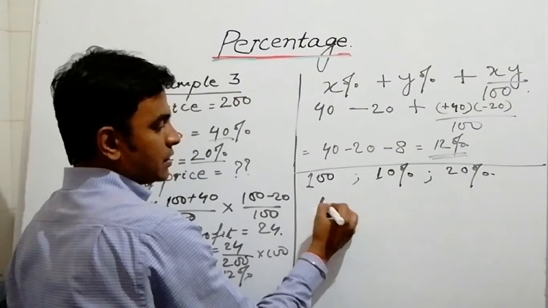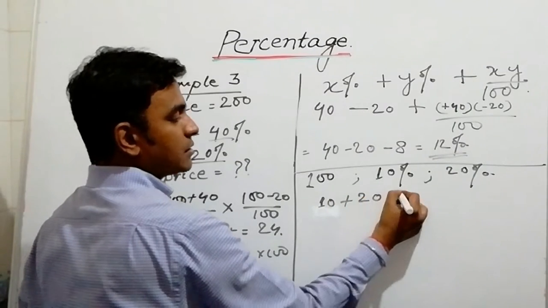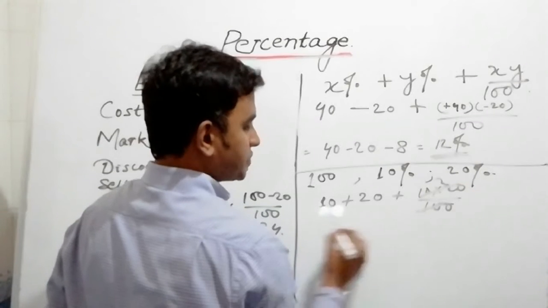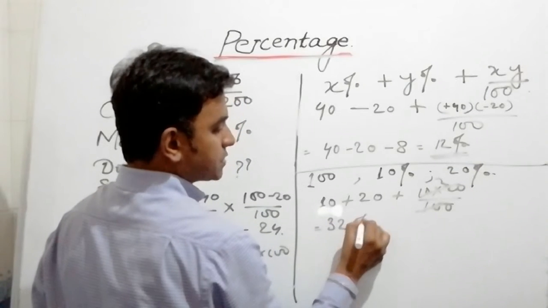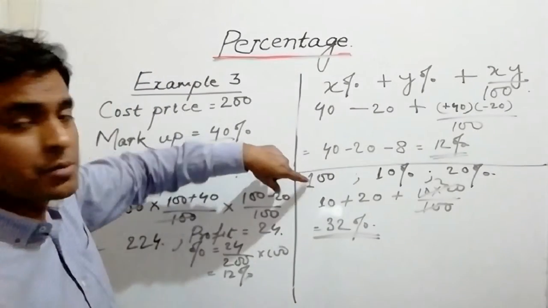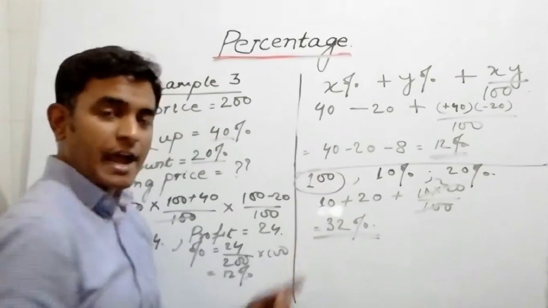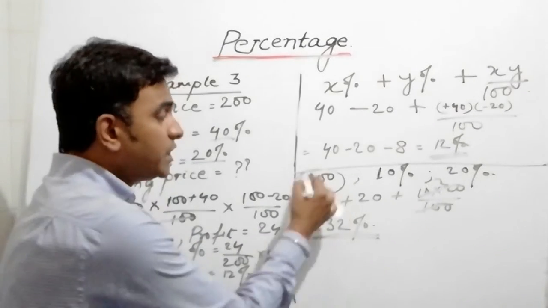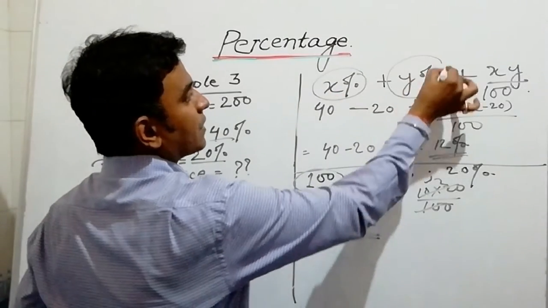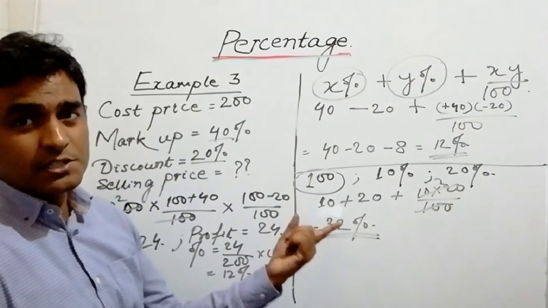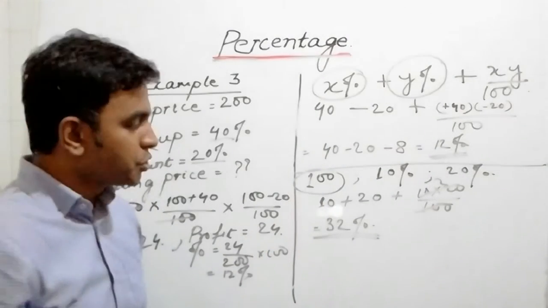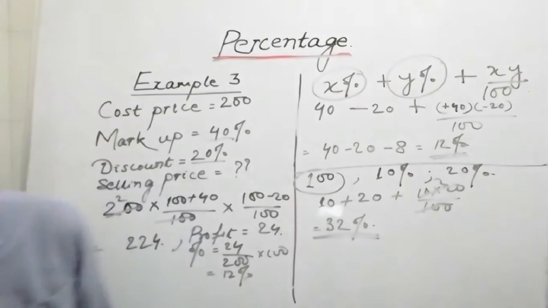Same, 10 plus 20 plus 10 into 20 divided by 100, which is 32%. So you can understand that using this formula, you don't even need the original price. If you just have to calculate the percentage impact, you don't need the original price. You just need these values, x and y. And if there is an increase, it is positive. If there is a decrease, it is negative. And the same generic formula can be used to arrive at any of the questions.